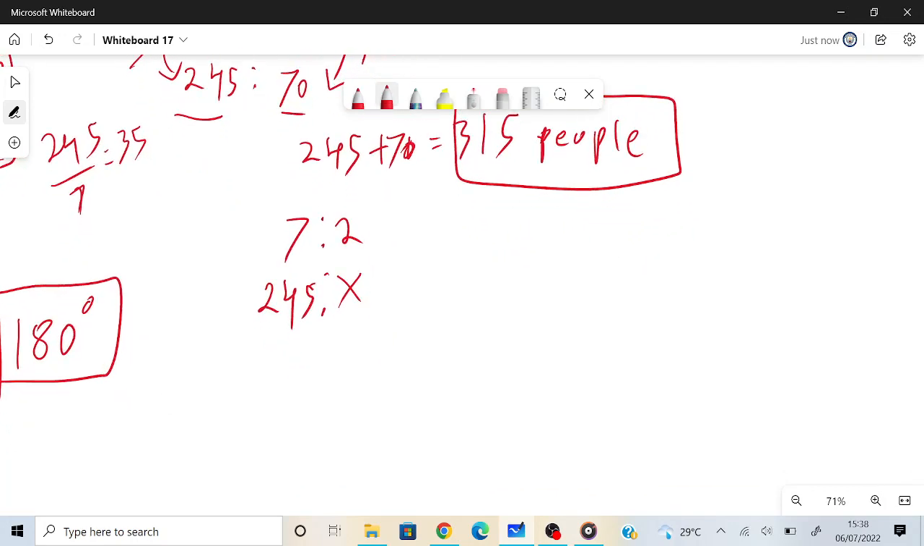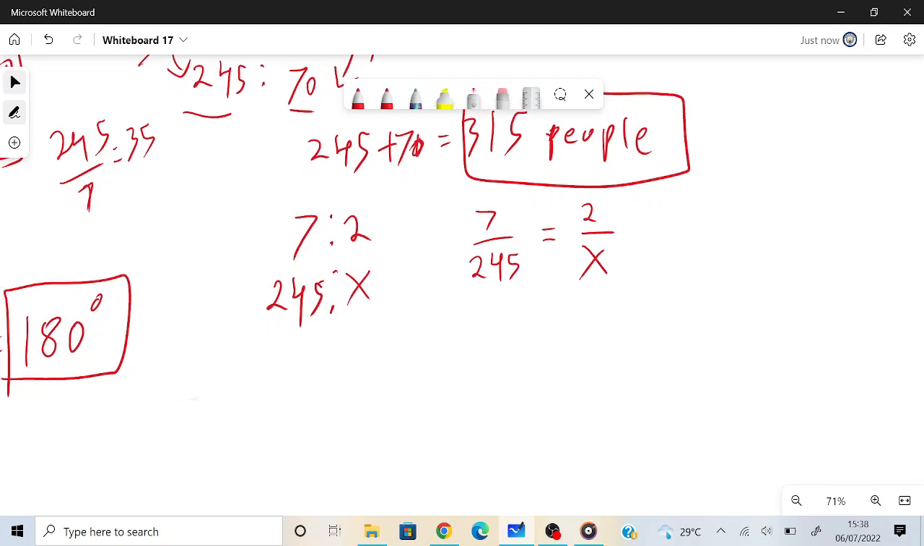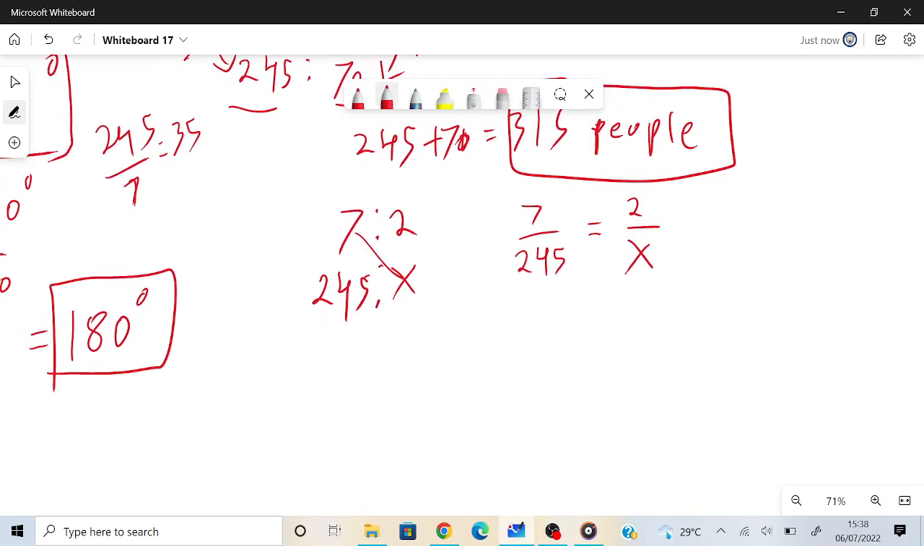If I have two ratios like this, I can consider them to simply be something like this: 7 over 245 equals 2 over x. And what we can do now is simply cross multiply and solve for x. So cross multiplying, I know I have 7x equals 2 times 245, and 2 times 245 I think is 490. Let me just check. 2 times 245, yep, 490.